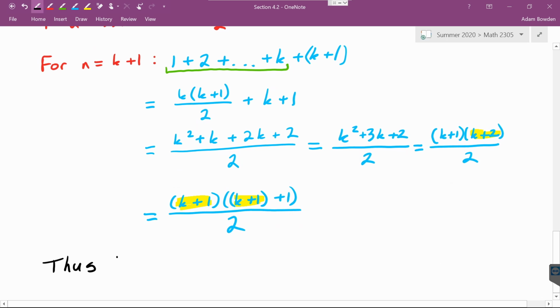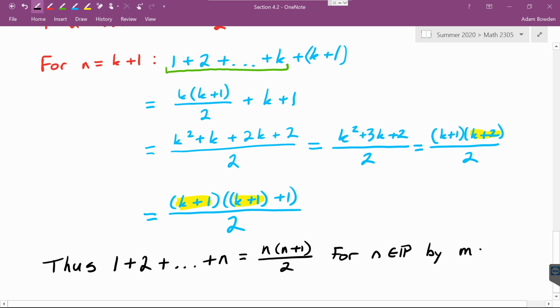So we can then say, thus 1 plus 2 plus ... plus n is equal to n times n plus 1 over 2 for n in the positive integers by math induction.